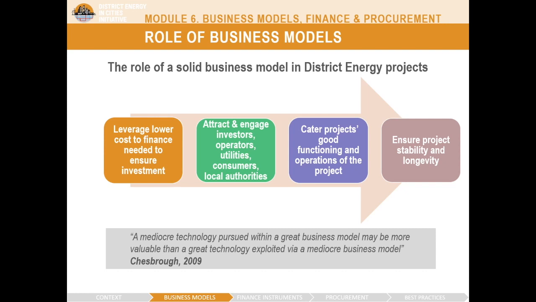So in a way, this statement from Chesbrough also holds true in district energy systems. A mediocre technology pursued within a great business model may be more valuable than a great technology exploited via a mediocre business model.